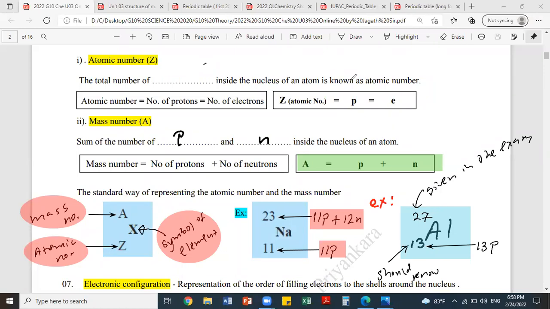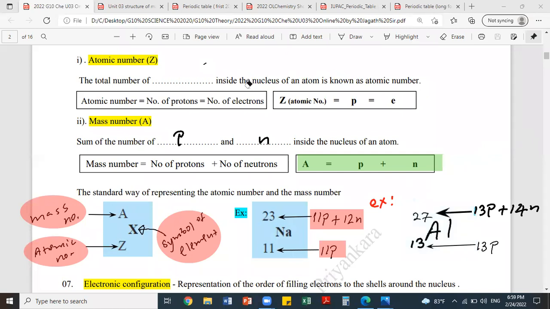If you are given the mass number, you can find how many neutrons. How? Subtract 13 from 27. The total 27 is both protons and neutrons, so subtracting 13 from the total gives the neutrons. So the answer is 13 protons plus 14 neutrons. If you make a small diagram, it's easy to understand in the exam.